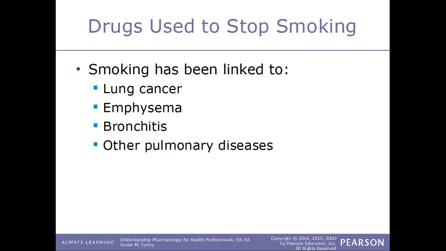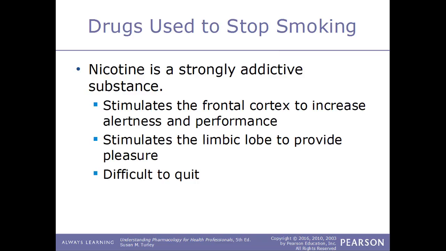I'll now talk about drugs that are used to stop smoking. Now, smoking has been linked to such conditions as lung cancer, emphysema, bronchitis, and various other pulmonary diseases. Now, nicotine is a strongly addictive substance, and nicotine actually stimulates the frontal cortex of the brain to increase alertness and performance. This also stimulates the limbic lobe of the brain to provide pleasure. So that's why it's very difficult to quit smoking once you have started.